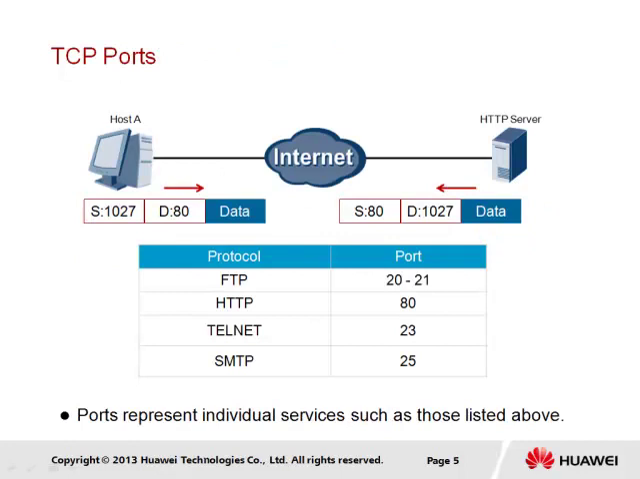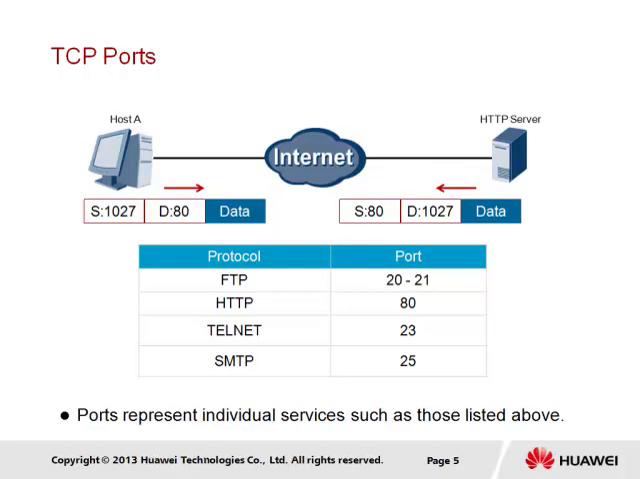TCP connections are communicated through port numbers. Each connection will be represented by two port numbers, one that represents the source point of the connection and one for the destination. Every application that relies on TCP will be associated with one or more port numbers. These port numbers represent a mapping to individual applications and services. For example, in the image that we see here, host A has established a connection with the HTTP server in order to retrieve HTTP files that are used to load information on a web browser.